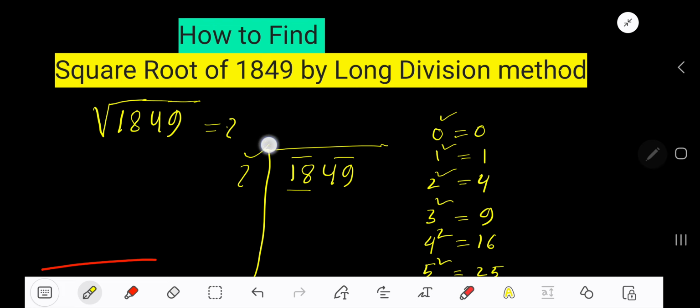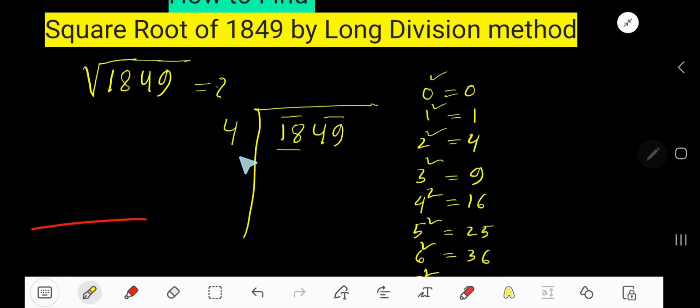Take a number whose square will be equal to 18 or nearest to 18. So if you take 4, then 4 square equals 16, but if you take 5, then 5 square equals 20, which is greater. So our guessed number 4 is correct. This same digit will come to the quotient also. 4 times 4, 16. Subtract, then bring down the next pair.